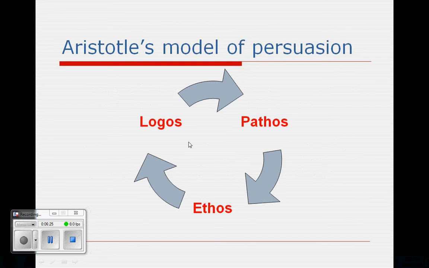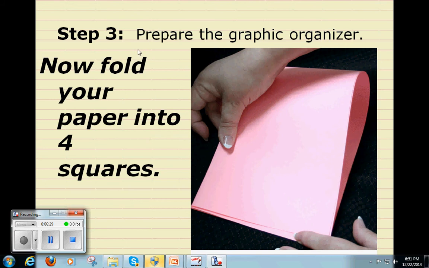Now, this is the model of persuasion for Aristotle: the logos, the pathos, and the ethos. Now, this is the practical step. Step 3. You have to prepare a graphic organizer. A graphic organizer can take a lot of shapes, a lot of forms. You can do it as you like. But this is a very good way.